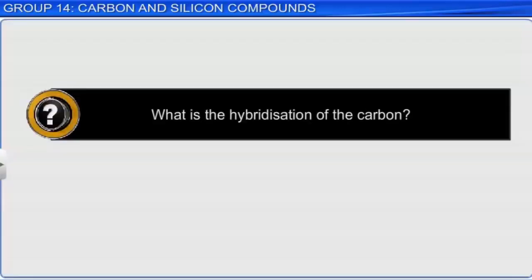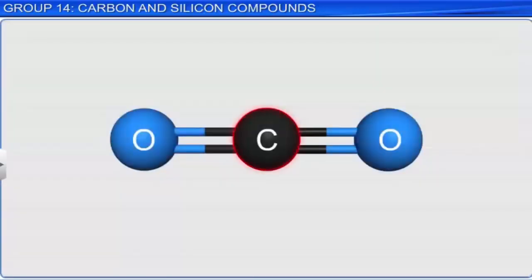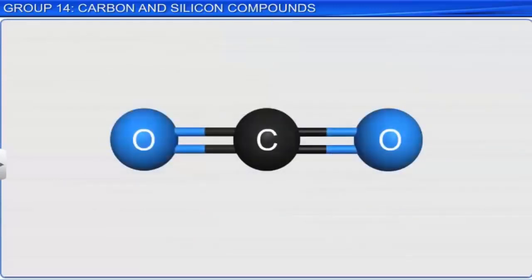Try to answer this problem on your own before proceeding. Consider the carbon dioxide molecule. What is the hybridization of the carbon? How many sigma and pi bonds are present in the molecule? The carbon in CO2 is sp hybridized. The molecule has a linear geometry.